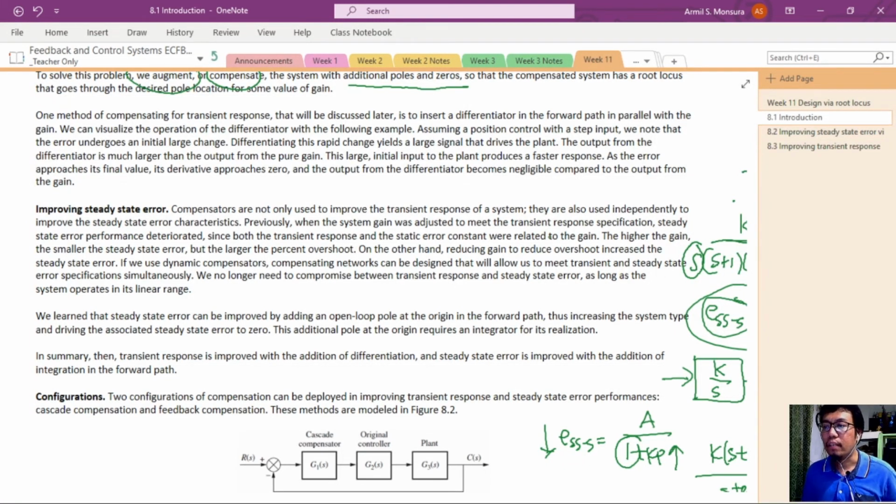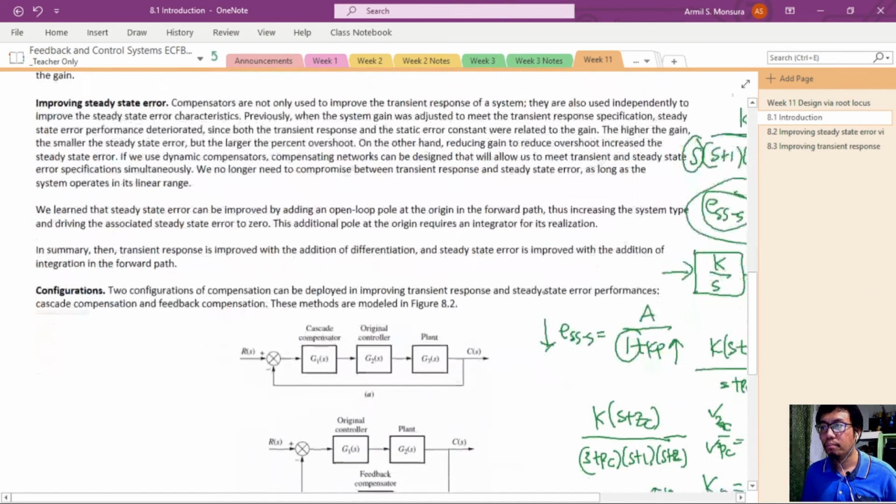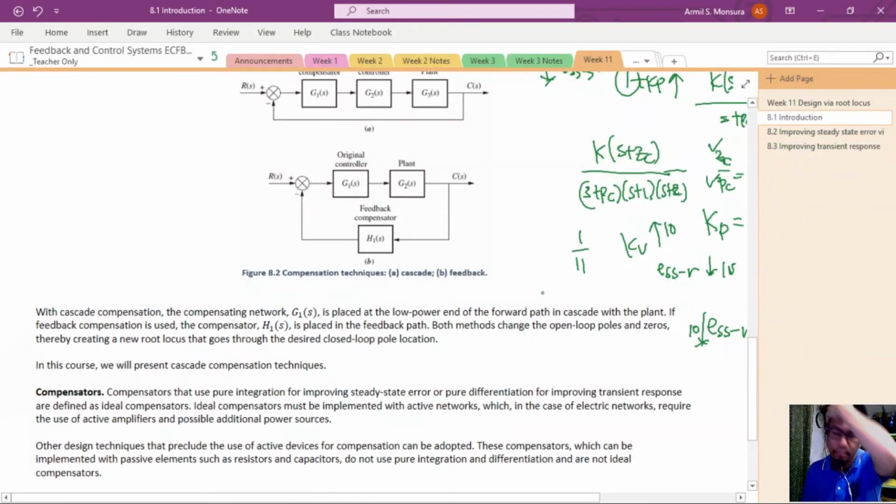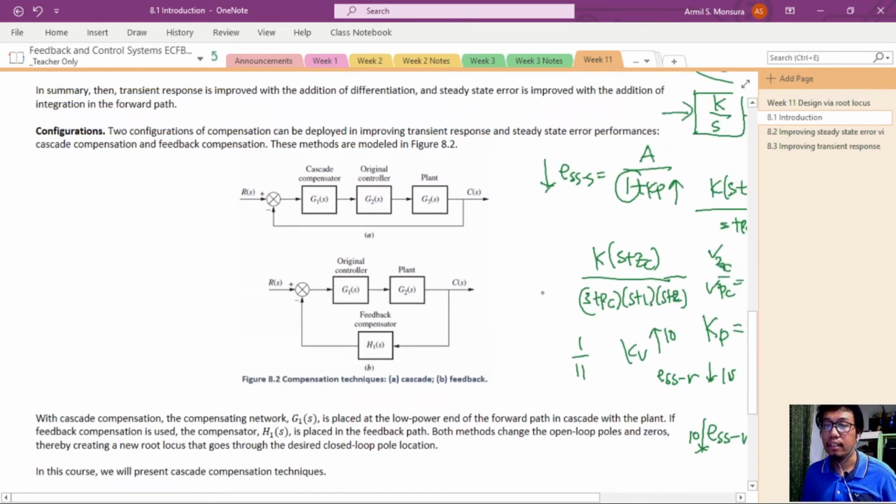Okay. Now, as I was saying earlier, with the configuration, it is important that we agree on the configuration of the system that we want to compensate. Okay? So there are actually various compensation techniques available.